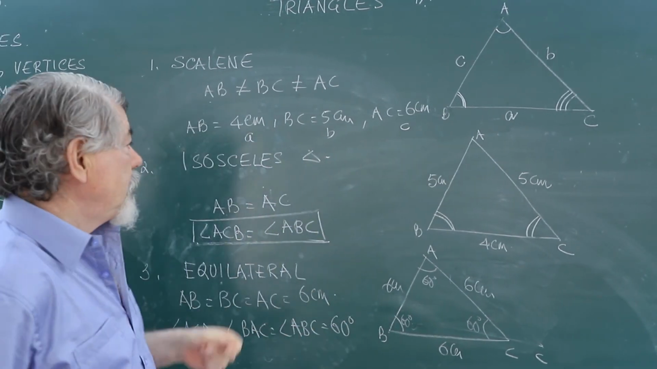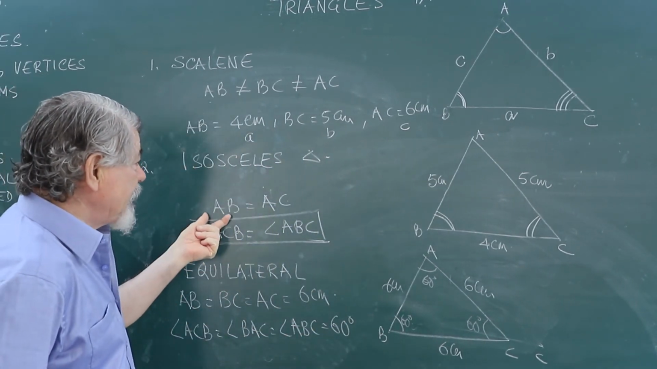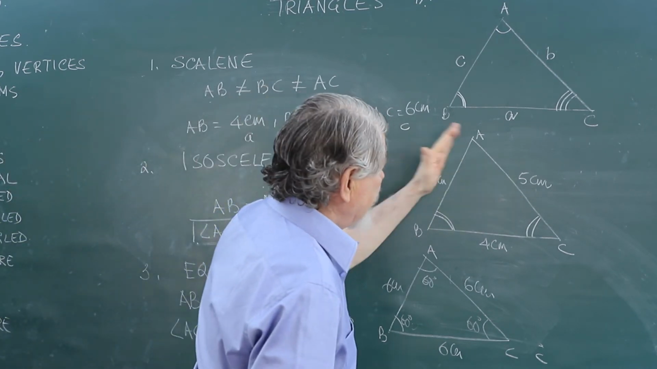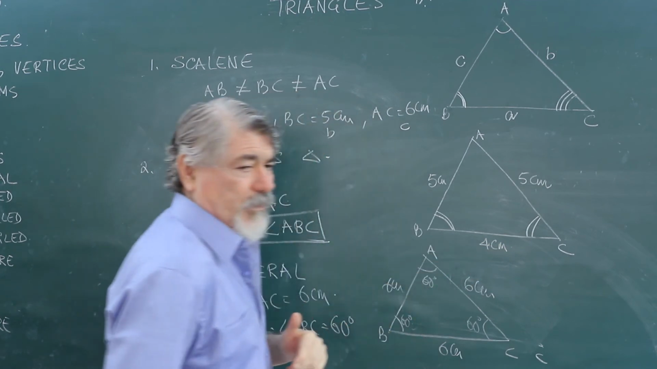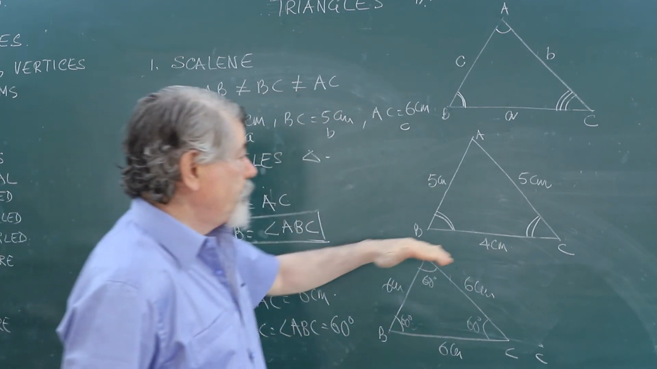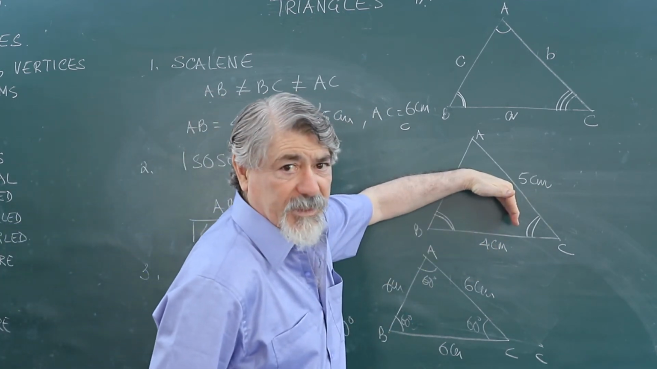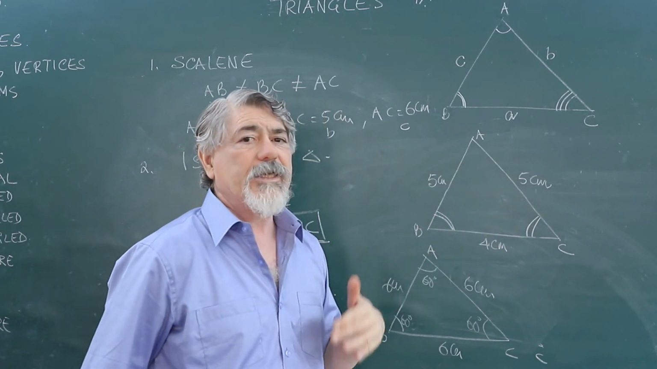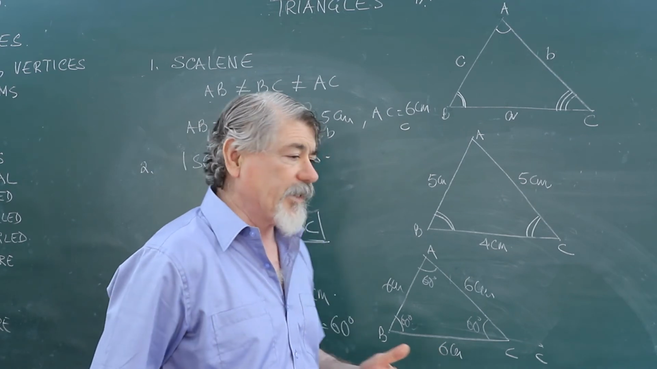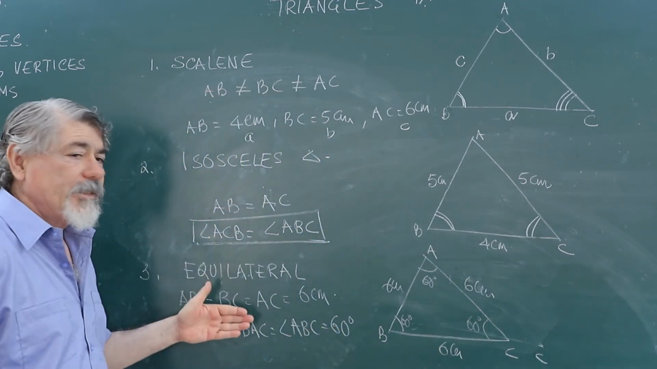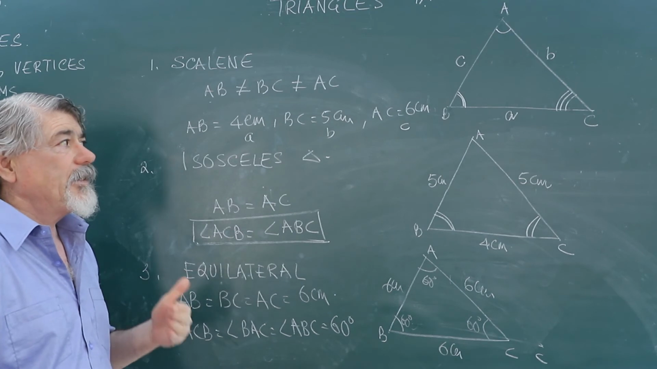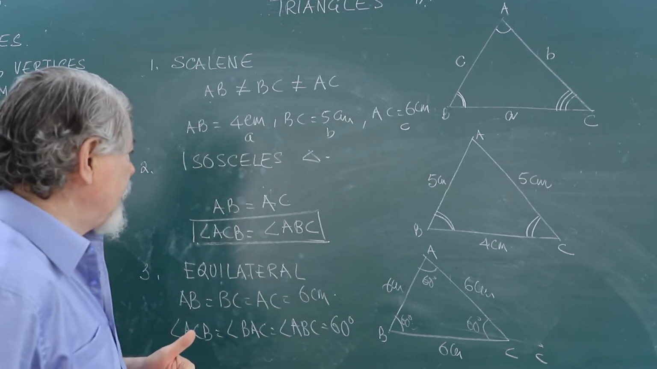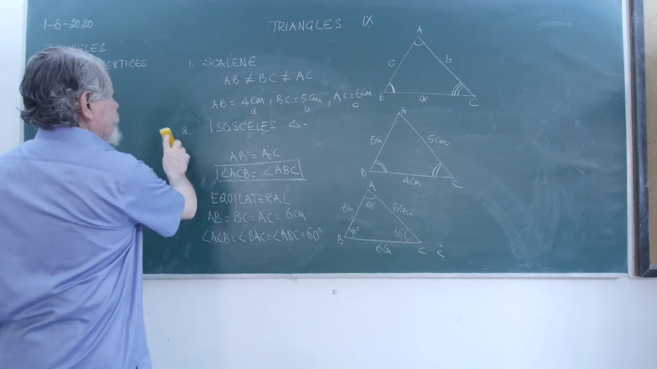That is all. In an isosceles triangle, I am saying AB is equal to AC. Not necessarily that AB should be equal to AC. AB can be equal to BC also. That will be all right also. Or BC could be equal to AC. That will be all right also. So it doesn't matter. If two sides of a triangle are equal, it is an isosceles triangle. And if all the three sides of a triangle are equal, then it is an equilateral triangle.